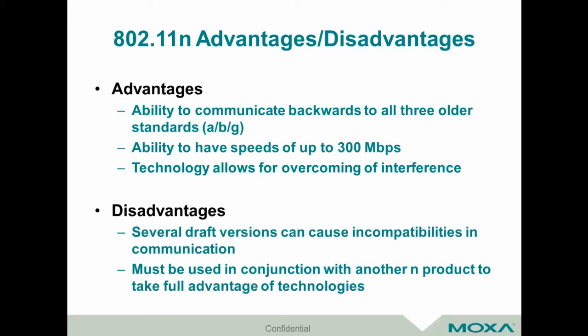Now, some of the disadvantages: there were a few draft versions, so you may have seen a draft N or a pre-N, and those were slightly different from the final ratified 802.11n version. If you have a device that is using some of those pre or draft standards, you may experience some communication issues when trying to communicate with a fully ratified N version. That can get confusing because not everybody labels very clearly what version of 802.11n they're using. And again, as I mentioned earlier, it must be used in conjunction with another 802.11n product to really take advantage of and get the full speeds of 802.11n.